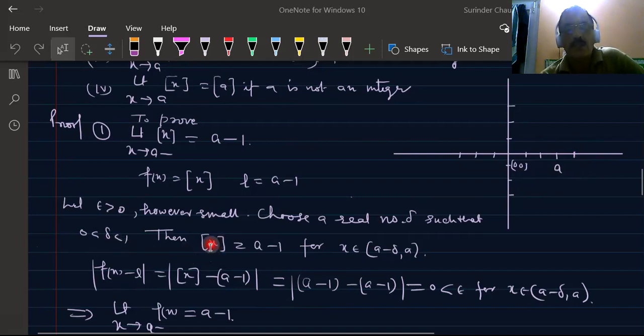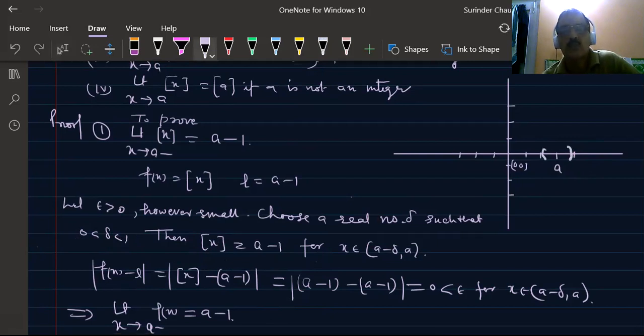Then what is the value of the greatest integer function of x? If x lies in the deleted delta neighborhood of a, and x is approaching from the negative side, meaning from this to this, the integer will be a minus 1. So f(x) will be a minus 1 for all x in the left limit.